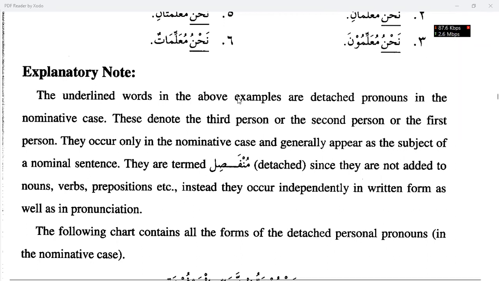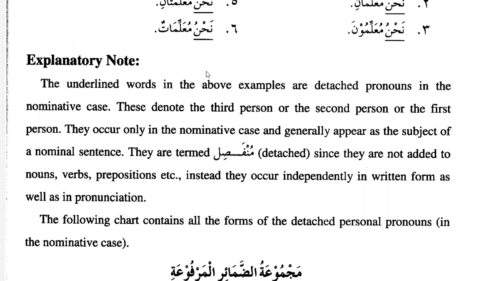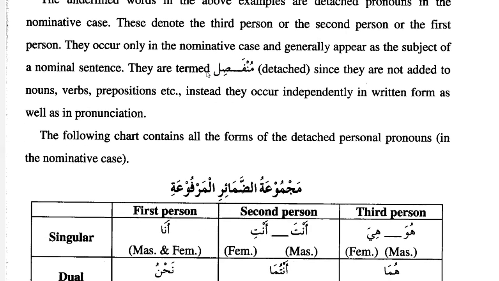Mr. Muhammad Samba. Explanatory note: the underlined words in the above examples are detached pronouns in the nominative case. These denote the third person, the second person or the first person. They occur only in the nominative case and generally appear as the subject of a nominal sentence. They are termed munfasil, detached, since they are not added to nouns, verbs, prepositions, etc. Instead, they occur independently in written form as well as in pronunciation.